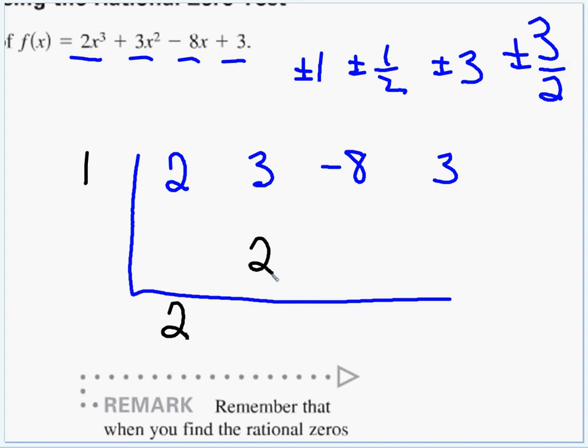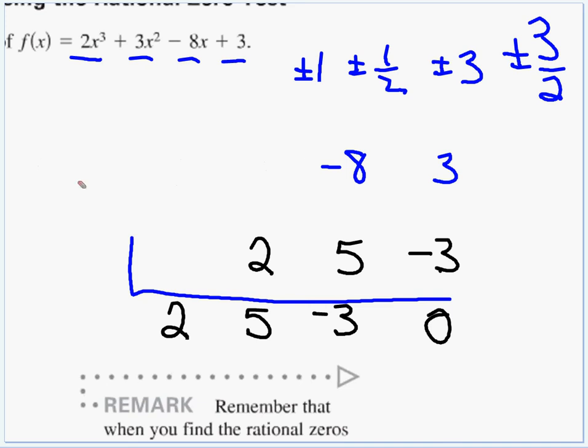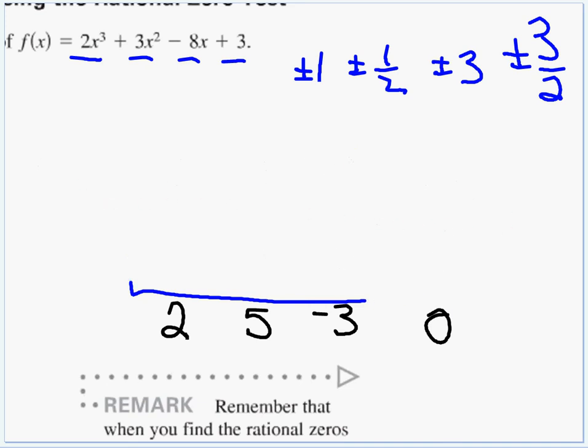1 times 2 is 2, and we add. 1 times 5 is 5, and we add. Oh, jackpot. 1 times -3 is -3. There is our zero remainder. So we started out with a 2x cubed. We divided out a 1. So x minus 1 is one of our factors.